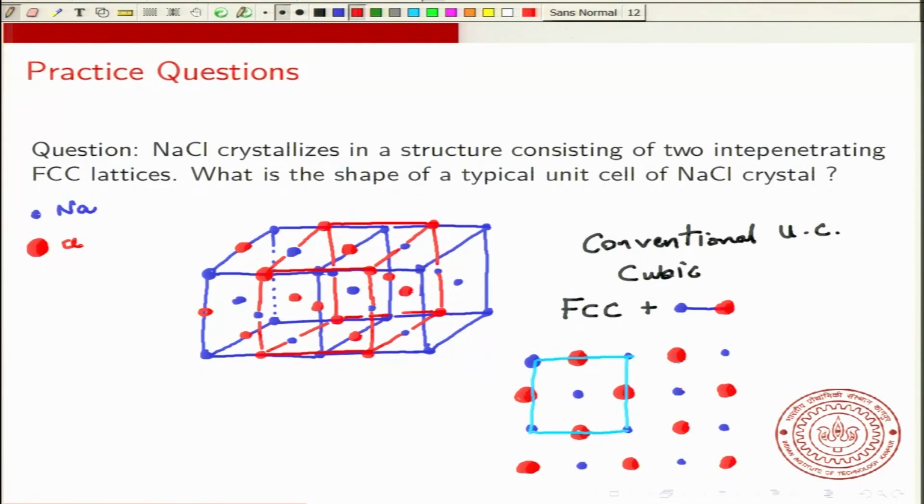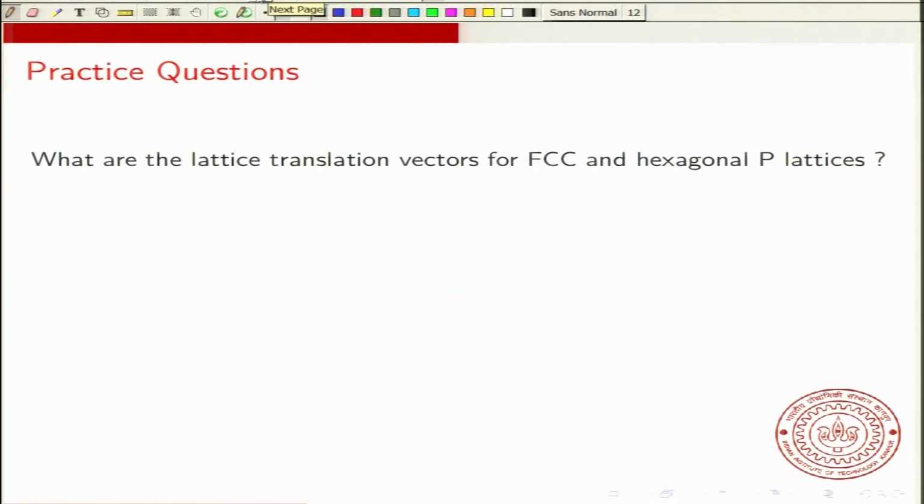So this is the structure of NaCl. The sodium chloride structure is one of the most common structures, and it is seen in several compounds, not just sodium chloride. This is called the rock salt structure. And we will see this as we go on in the course. Now let us look at another question.